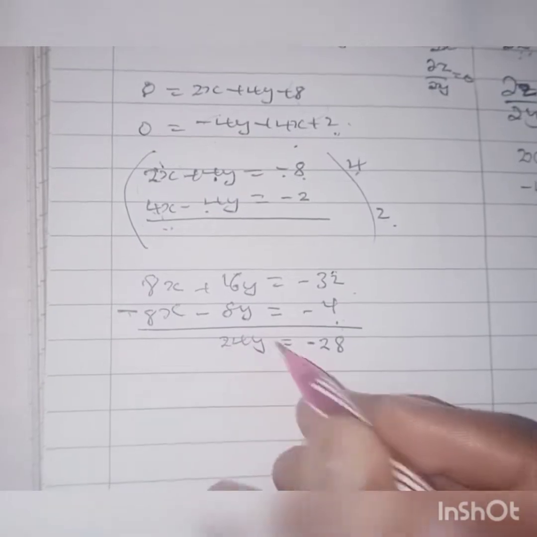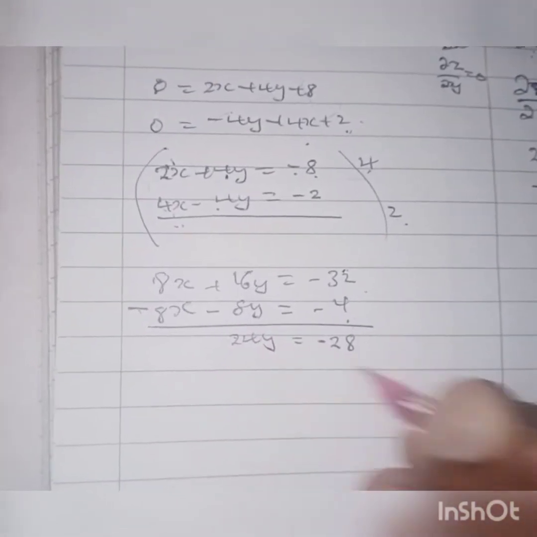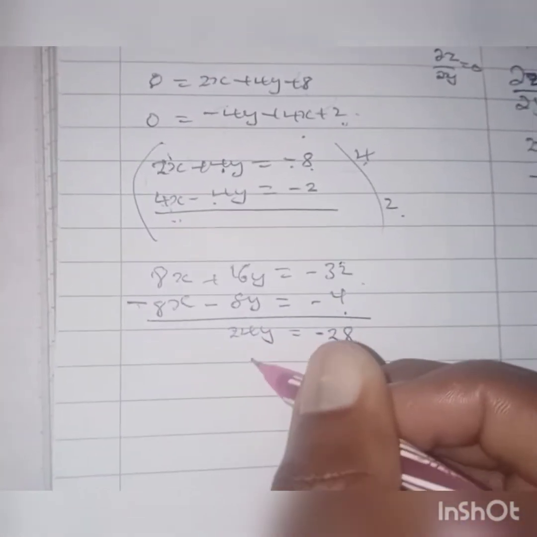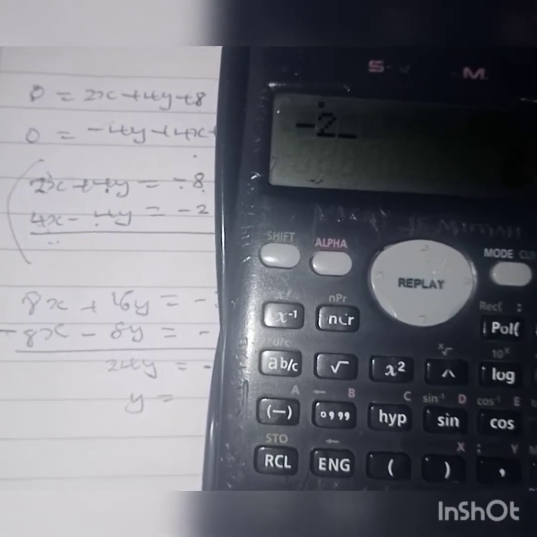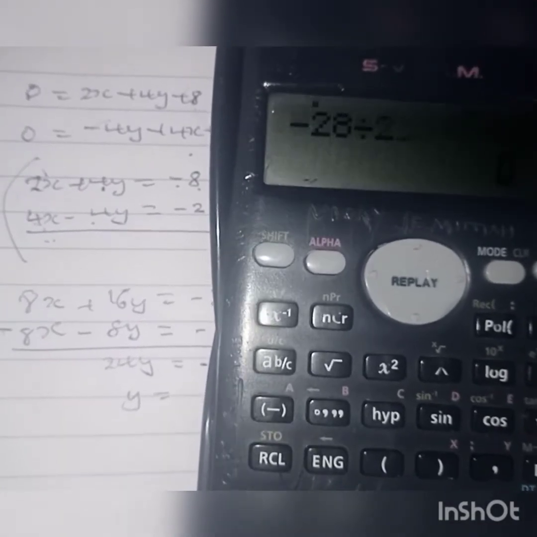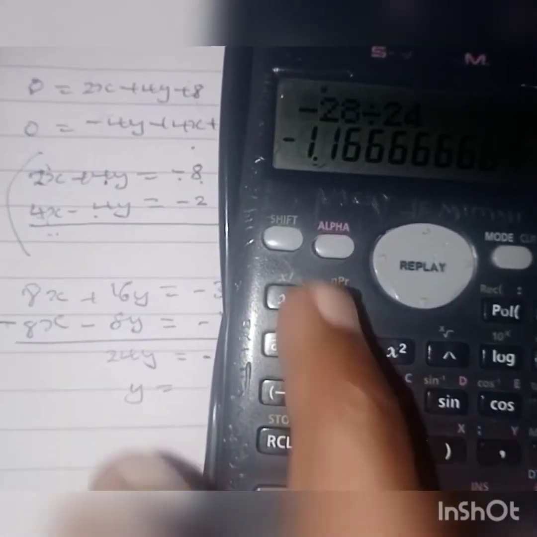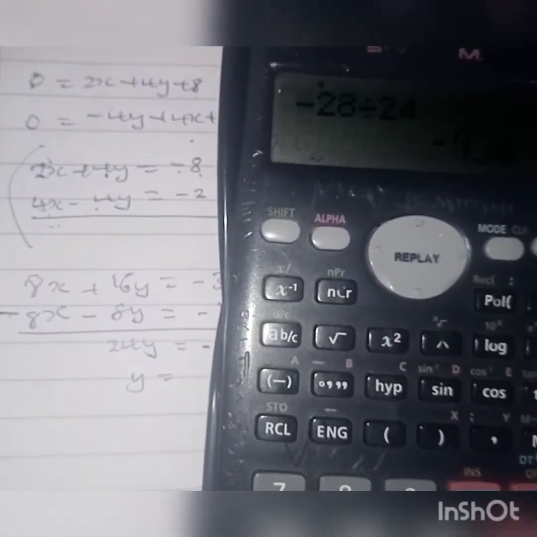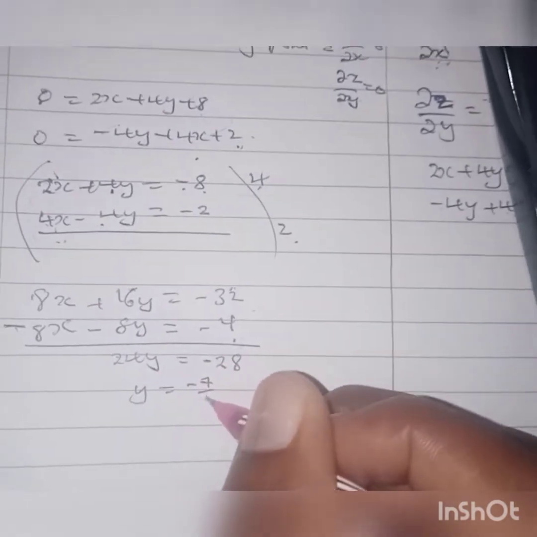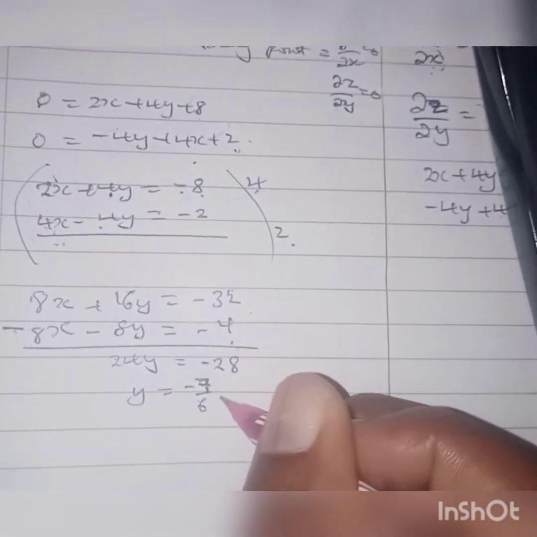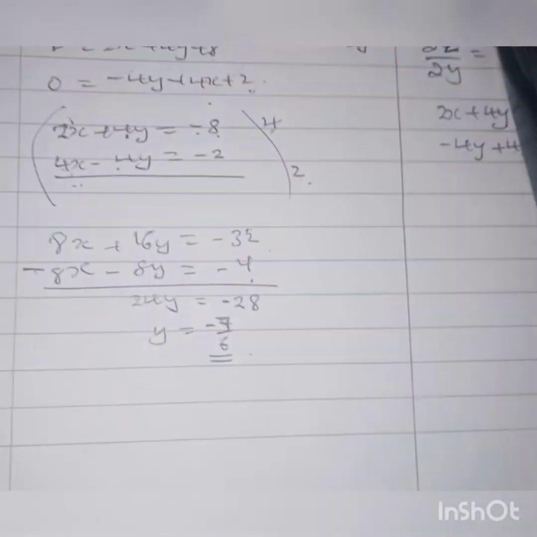Therefore, our value of y, we just divide both sides by 24. So our y, we take our calculator, switch it on, then key in minus 28 divided by 24. Let's leave it in fraction form. So it's minus 7 over 6. So this one is one of our points.